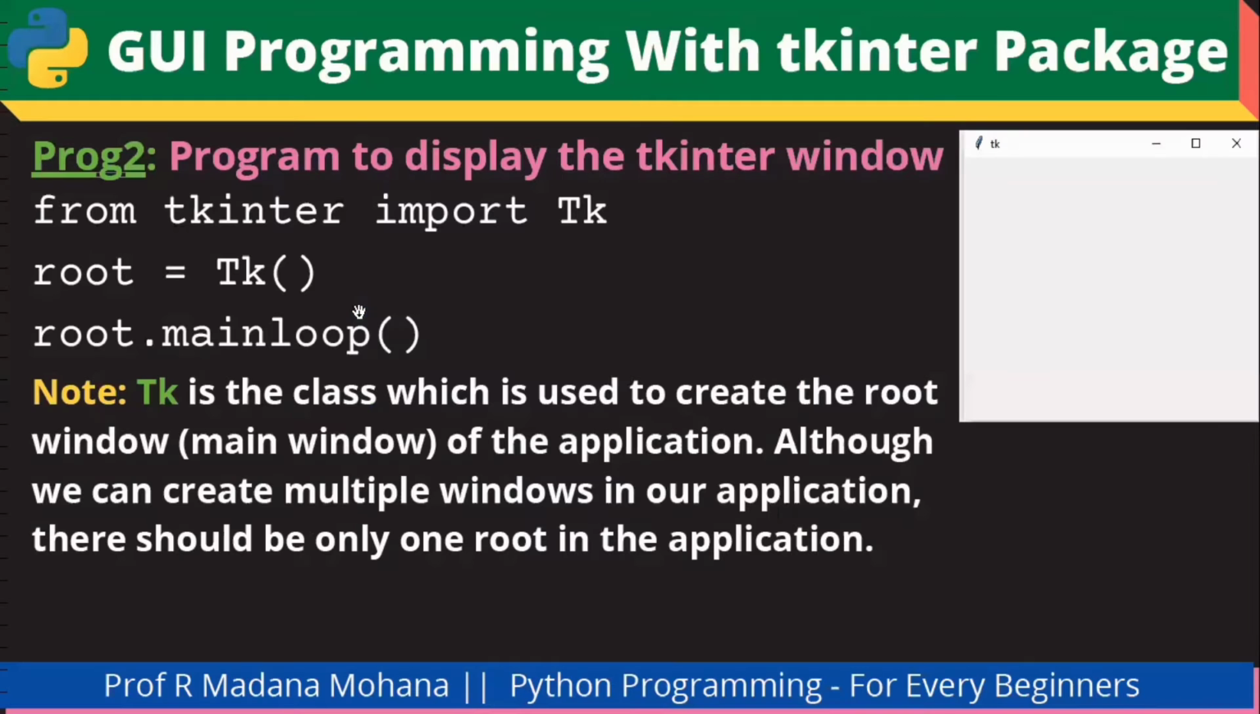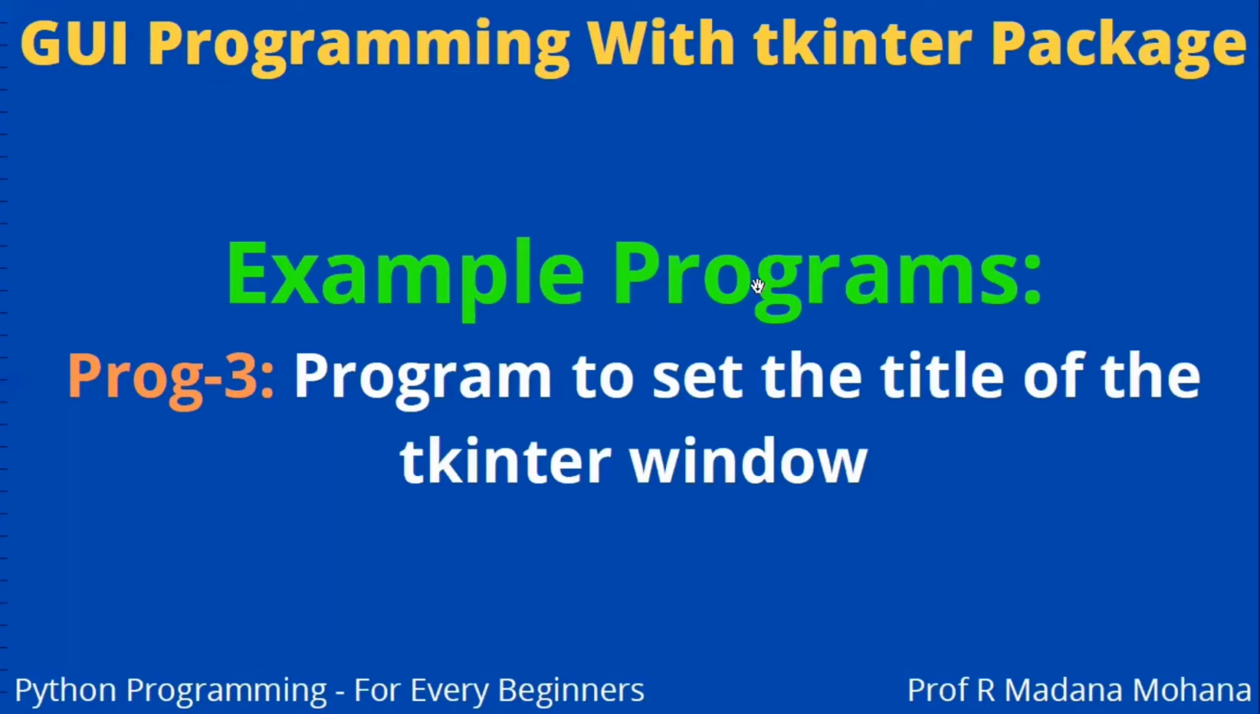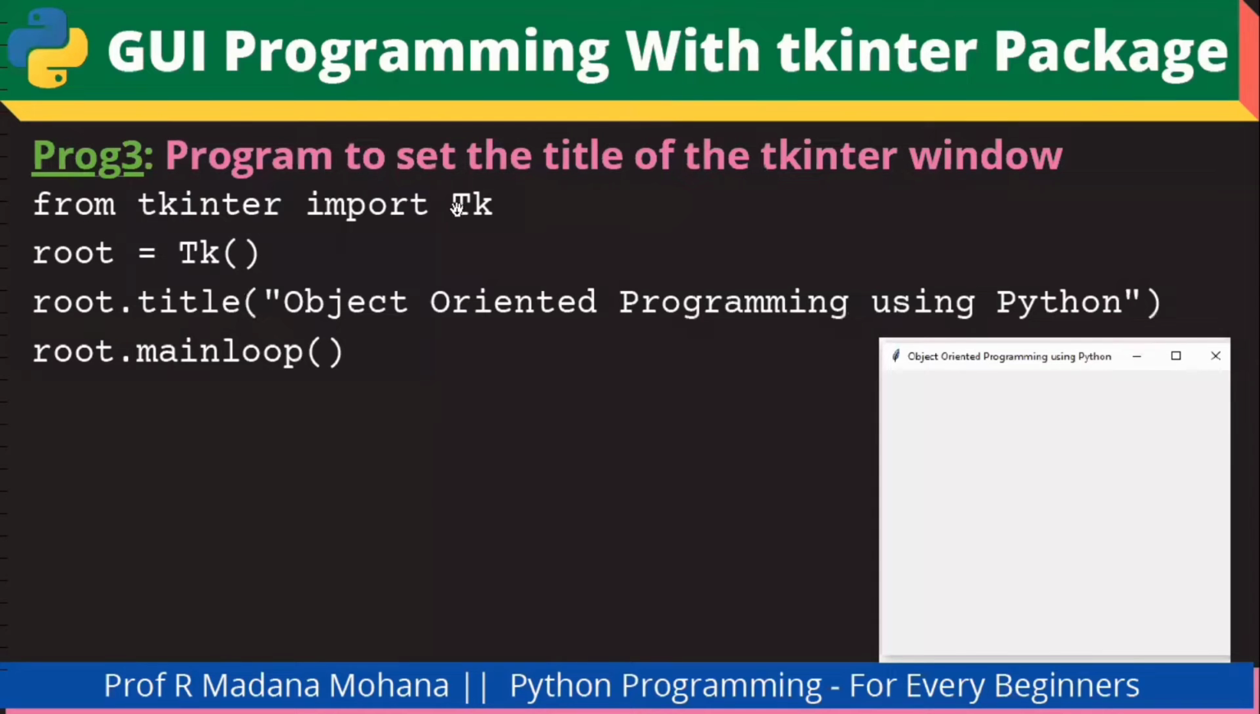Then coming to the next program, the third program, to set the title of the tkinter window. Earlier in the previous output we just had Tk. If you want to set our own title, let us see in this program how that will be done. Same as usual, from tkinter import Tk, root equal to Tk. Now by using the title method, with the prefix root.title, within quotations as a string you can mention whatever title you want.